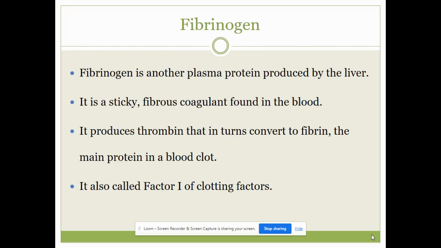Now, fibrinogen. Fibrinogen is another plasma protein produced by the liver. It is a sticky, fibrous coagulant found in the blood. It produces thrombin, which in turn converts to fibrin, the main protein in the blood clot. It is also called factor 1 in the clotting factor system.